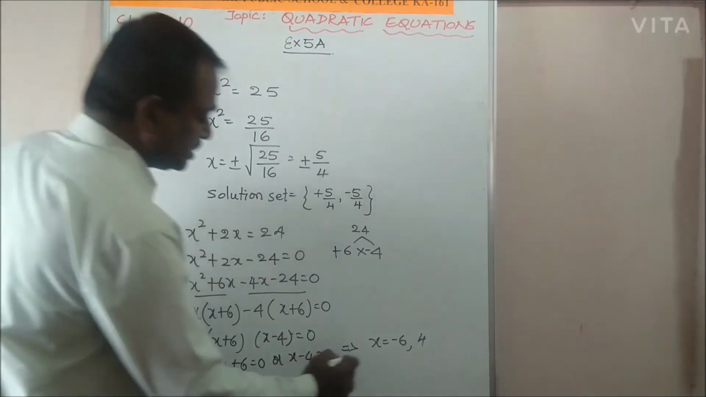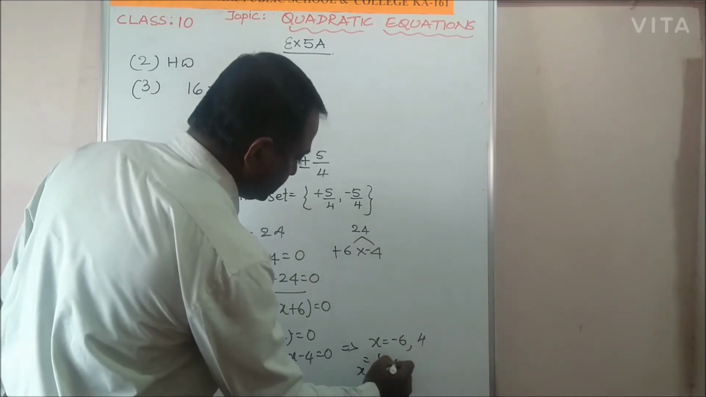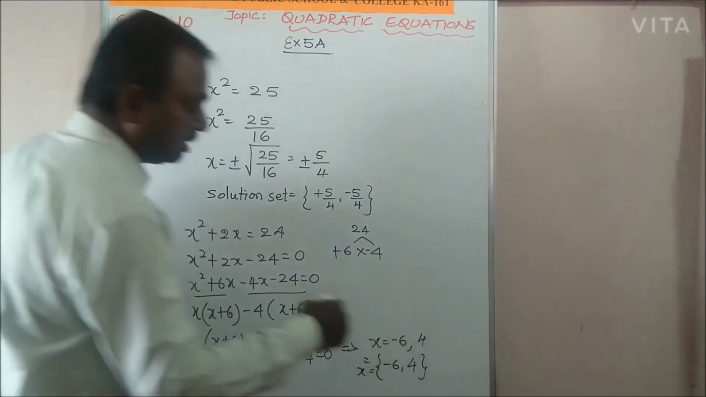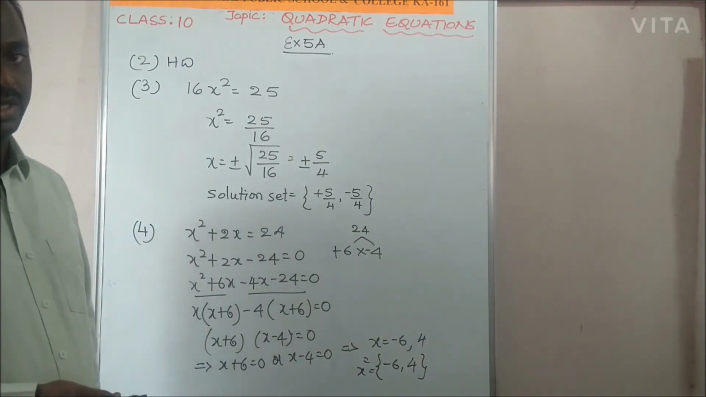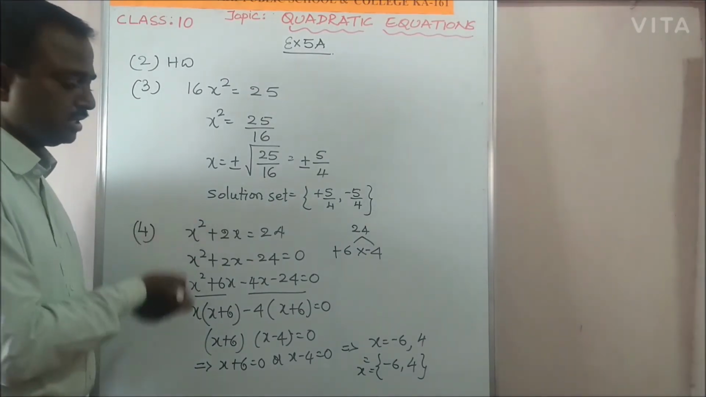So this is a solution set. So what is the solution set? X is equal to minus 6 comma 4, or we can say they are the roots of the equation. Roots of the equation. So note down these sums.